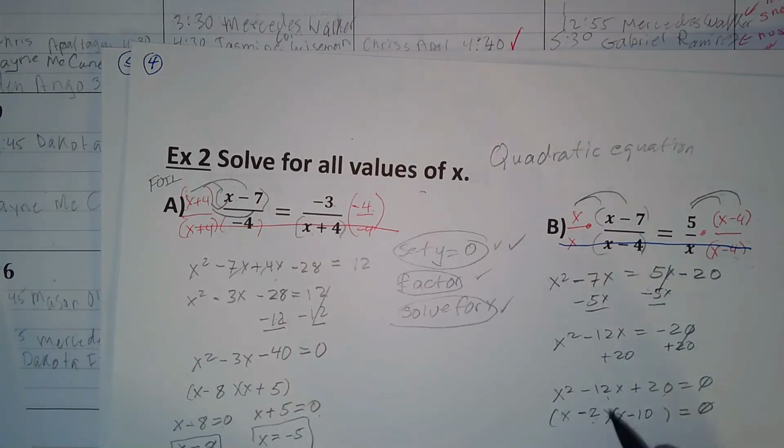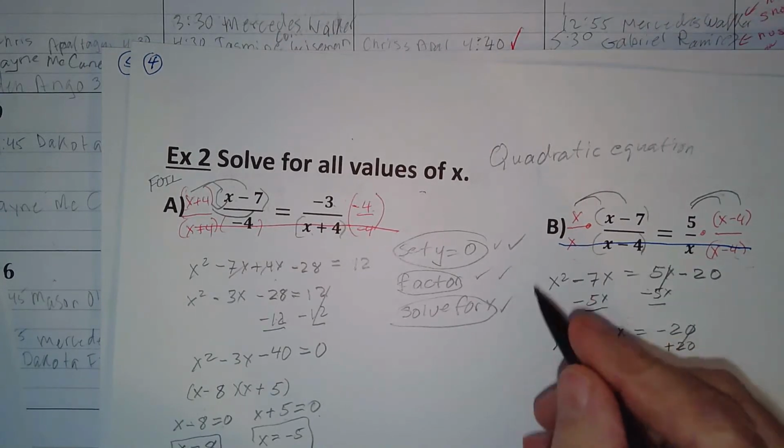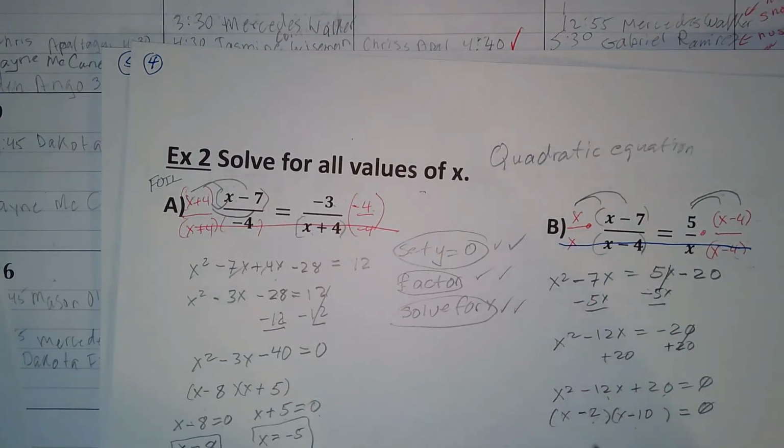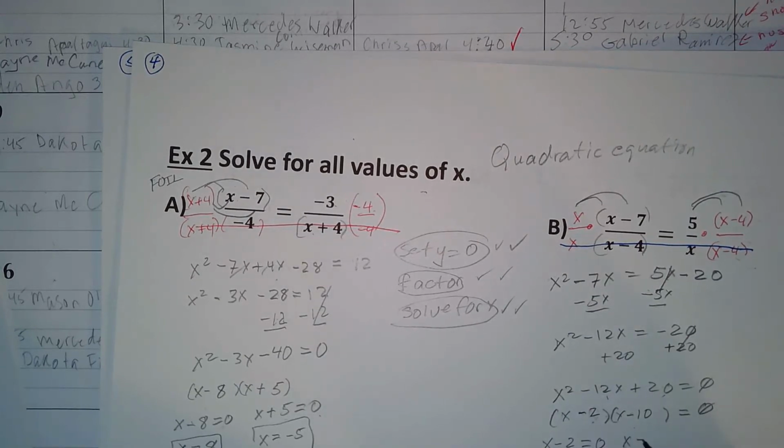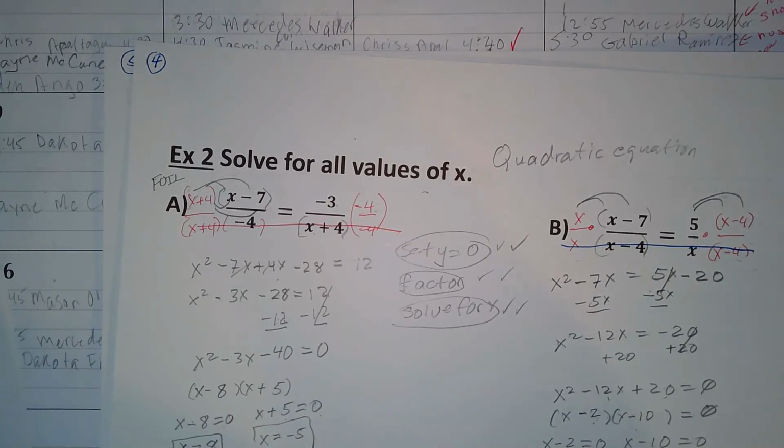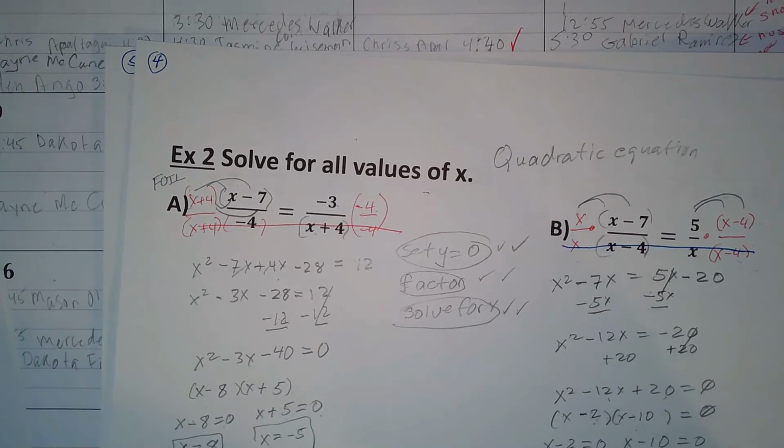And so now we factored, we're going to solve for x. So x minus 2 equals 0, x minus 10 equals 0. So this is going to be x equals 2, and this is going to be x equals 10. All right, so let's go ahead and check this.